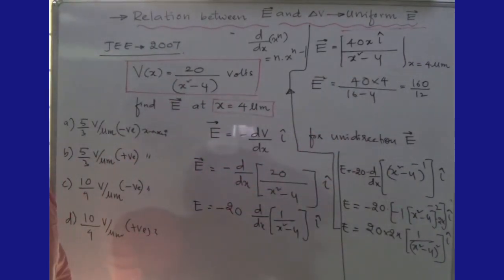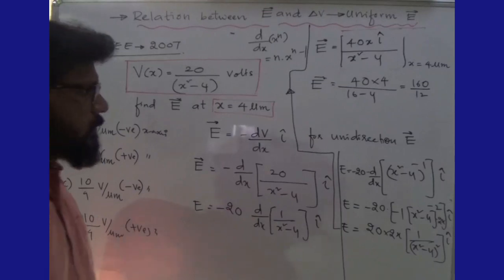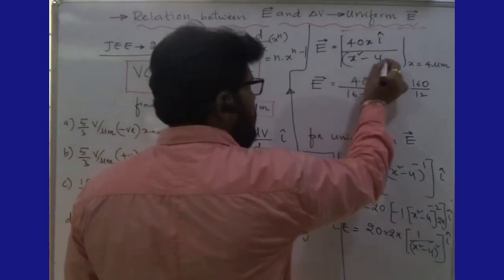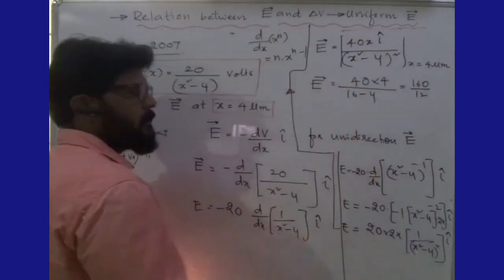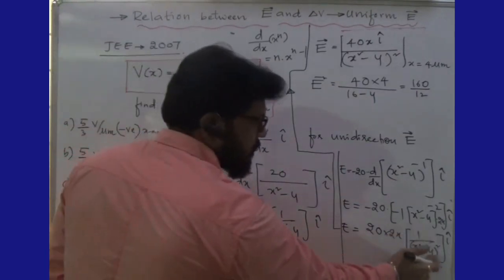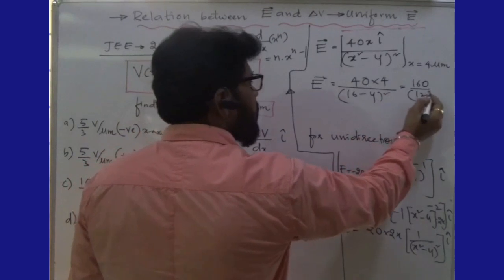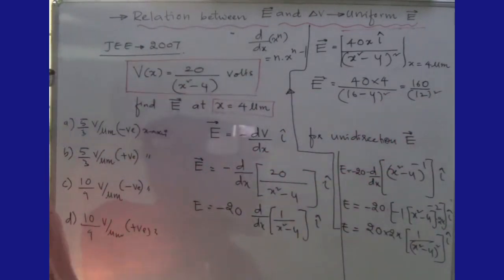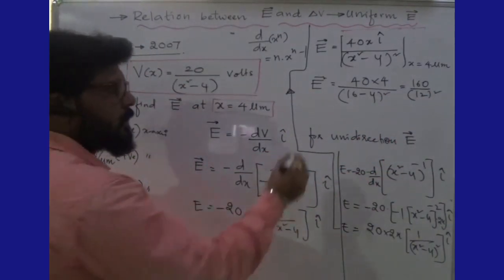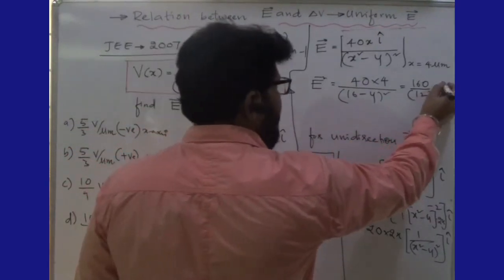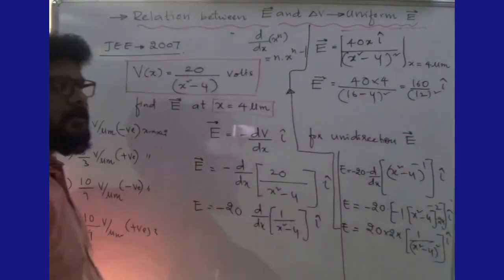How much will you get? Sorry, one more thing: here x square minus 4 is whole square. That means this is nothing but whole square. Now what will I get? E is equal to, already I cap is there, keep it as I cap like that.